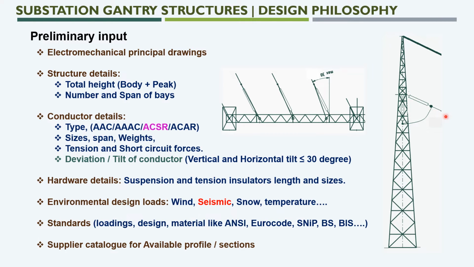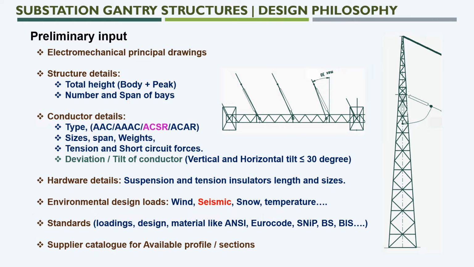Here you can see the conductor is sloping downward from the normal vertical arrangement of the tower. This is called vertical deviation. In most substations, this vertical and horizontal tilt should not be greater than 30 degrees. This is the earth wire. This kind of vertical deviation is applicable where the substation is at a higher level and the transmission line is at a lower level. Then this kind of downward vertical deviation or tilt is possible.